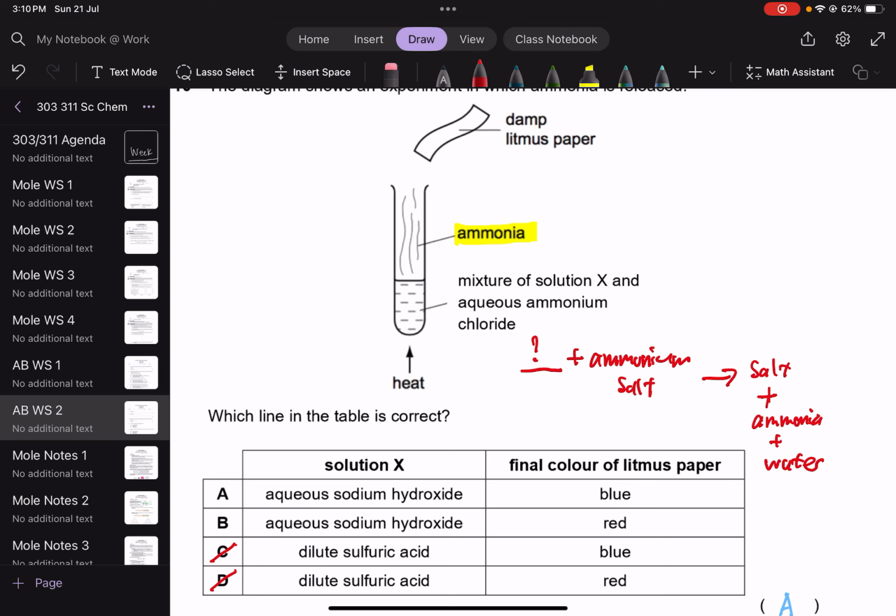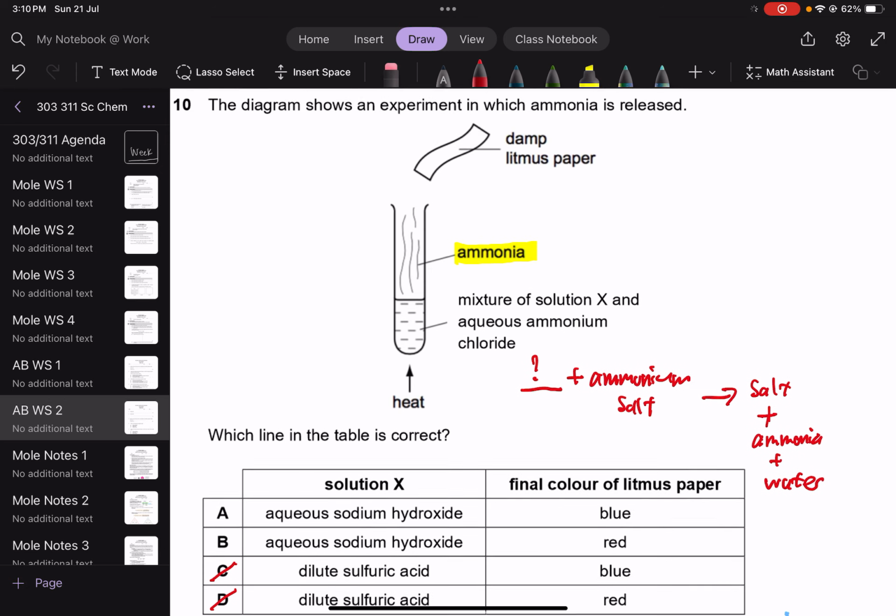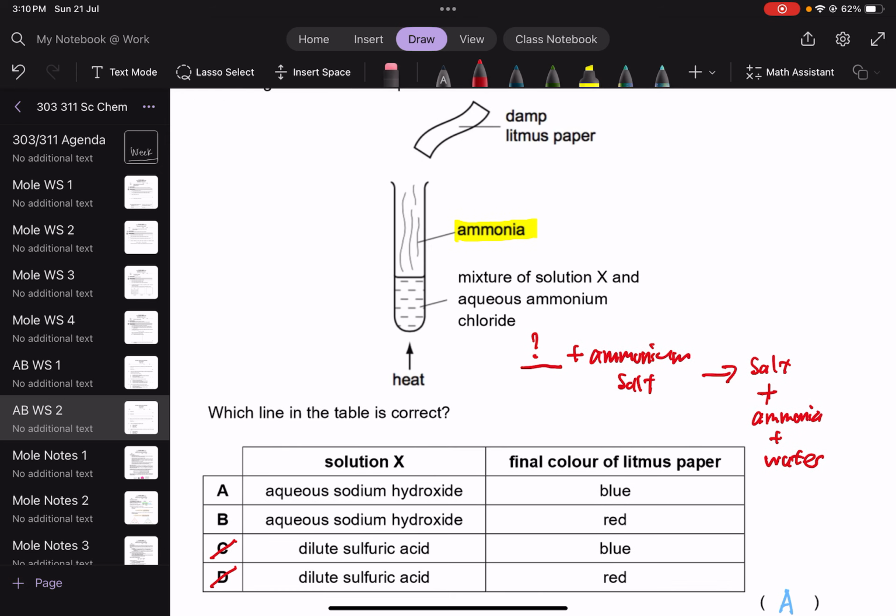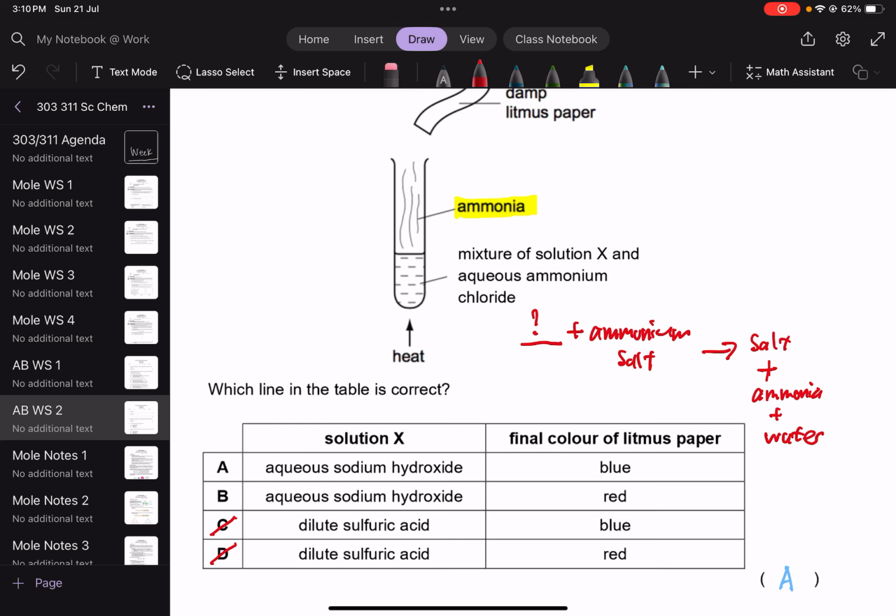Dilute sulfuric acid is an acid. As we know, ammonia gas is also alkaline in nature, so it will turn red litmus paper blue, or blue litmus paper will remain blue. So therefore, the only correct option here is option A. The answer to question 10 is option A.